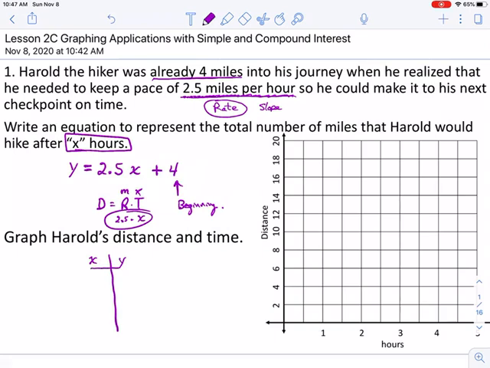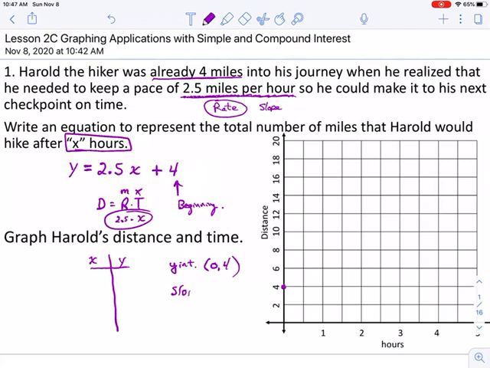So if we want to graph Harold's distance and time, remember X is the time, Y is the distance. You could make a table like this, and that would be perfectly okay. Or you could use the slope and the y-intercept. Remember the y-intercept is the y value when x is equal to 0. So if you put 0 in place of the x, 2.5 times 0 is 0, plus 4 is 4. So the y-intercept is 0, 4. And that conveniently fits on our graph right here, 0, 4.